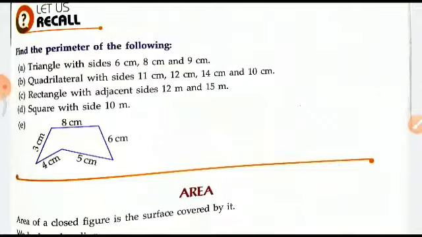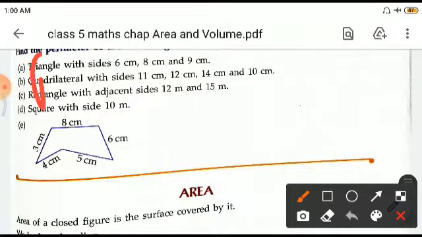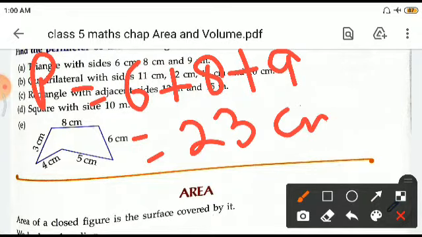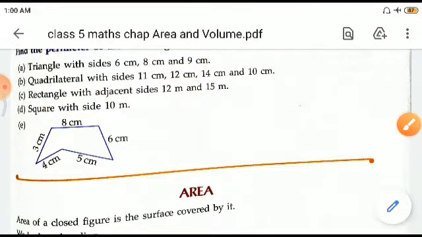See, in the A section, you have to find the perimeter of a triangle with sides 6, 8, and 9. So, we all know that perimeter is equal to the sum of all the sides. So, here the sides are 6 plus 8 plus 9, so we'll add to get 23 centimeter as the perimeter. Just add all the sides.